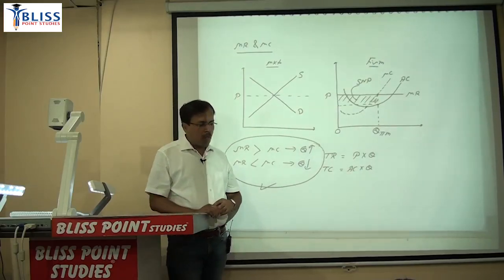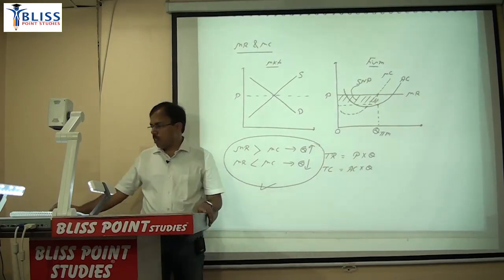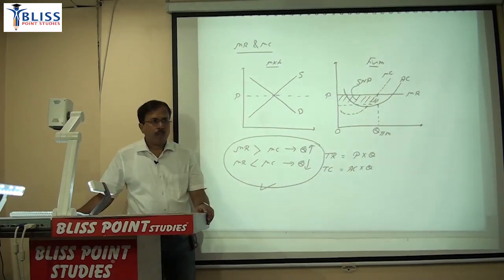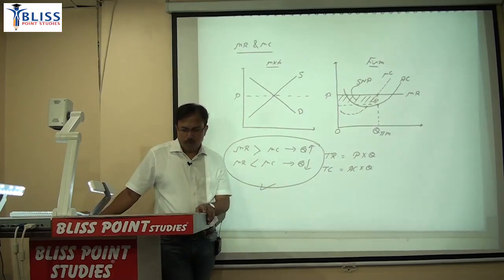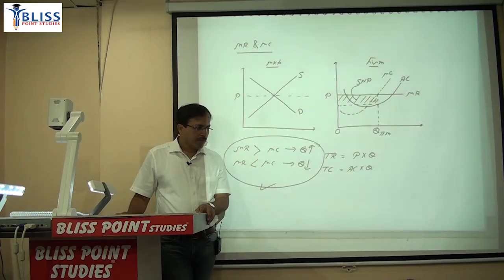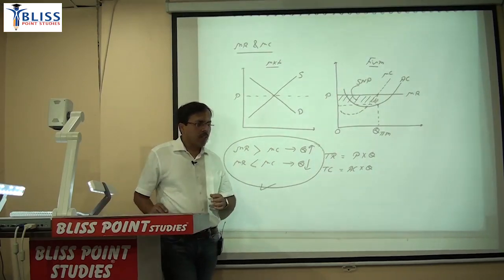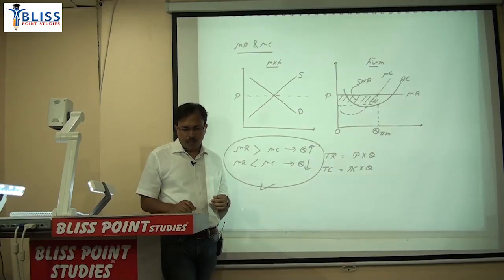The firm is in equilibrium at the level of output defined by intersection of MR and MC curve.